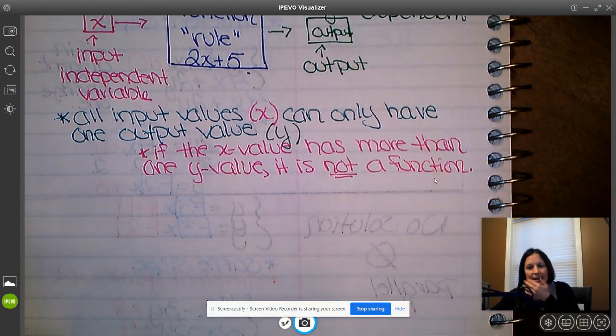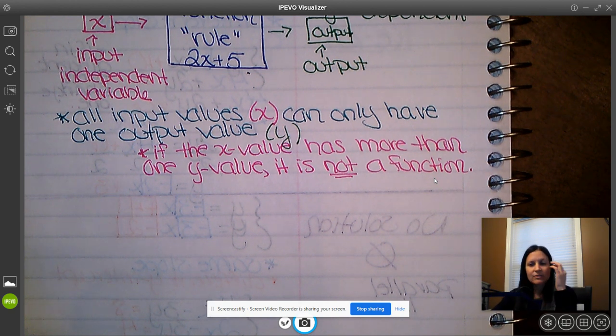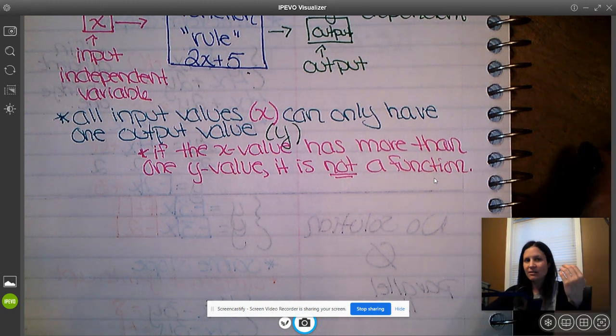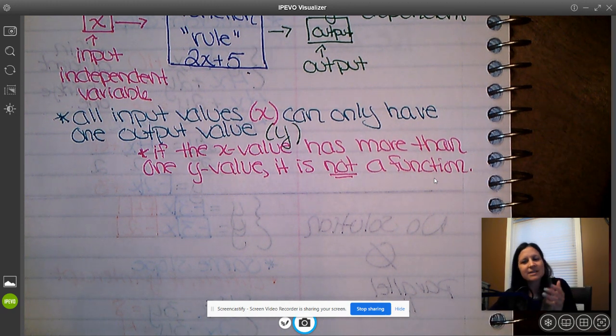Okay, so I think at the beginning, function is kind of hard to wrap your brain around. But as we use it, I think it'll be a lot easier, right? So I always tell you that. I always say that at first it's going to be hard to understand, but then we're going to put it into place and use it, and it will make more sense.